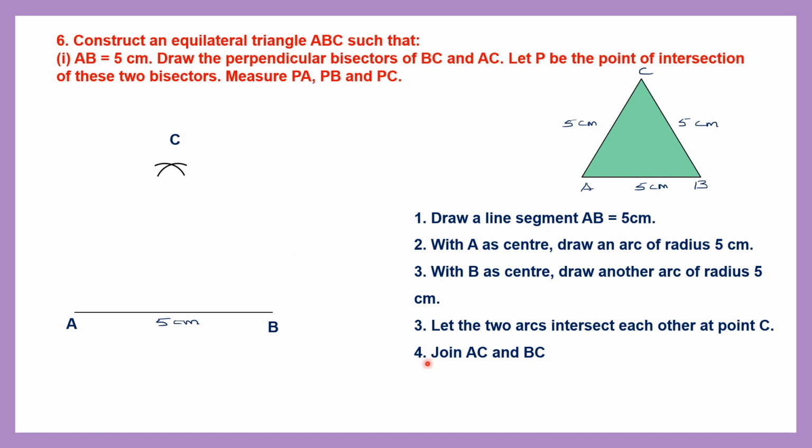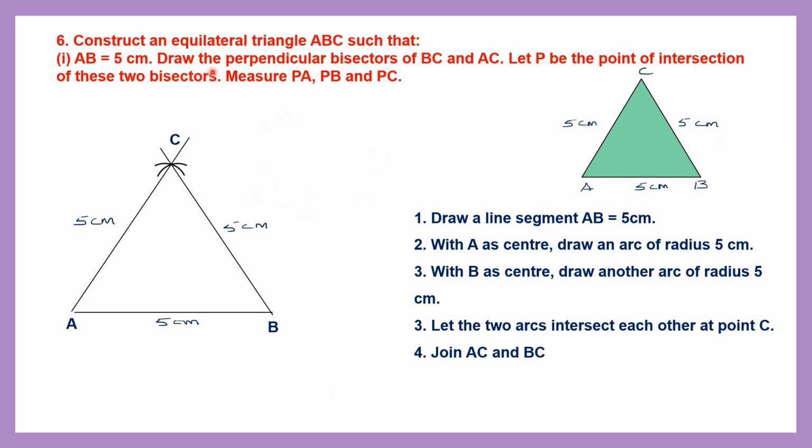Next step, join AC and BC. Draw a line from A up to C and from B up to C. So we have AC and BC. So now we have the equilateral triangle ABC. Can you see that? Equilateral triangle, and all three sides will have the same measurement, 5 centimeters each. So we have done the first part. We followed what is in the rough figure and the question given, and we have got this.